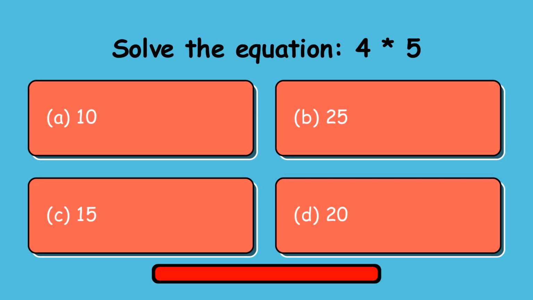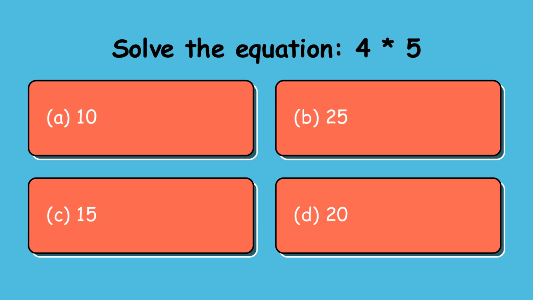All right, here's a math problem for you to solve. What is 4 multiplied by 5? Your options are A, 10, B, 25, C, 15, D, 20. You have 10 seconds to solve the problem. Good luck. Correct answer is D.